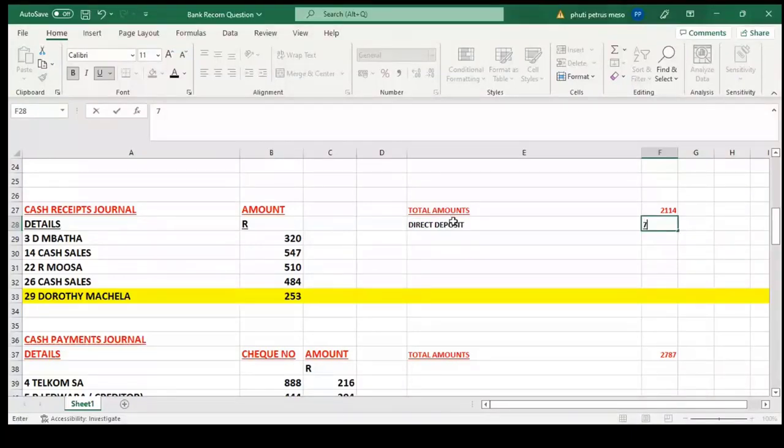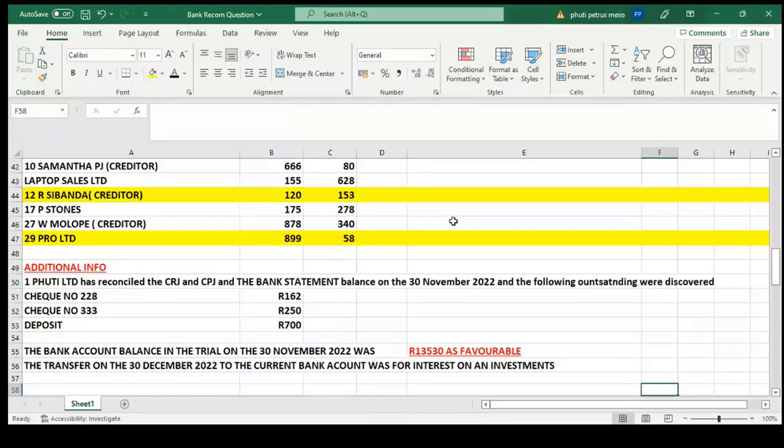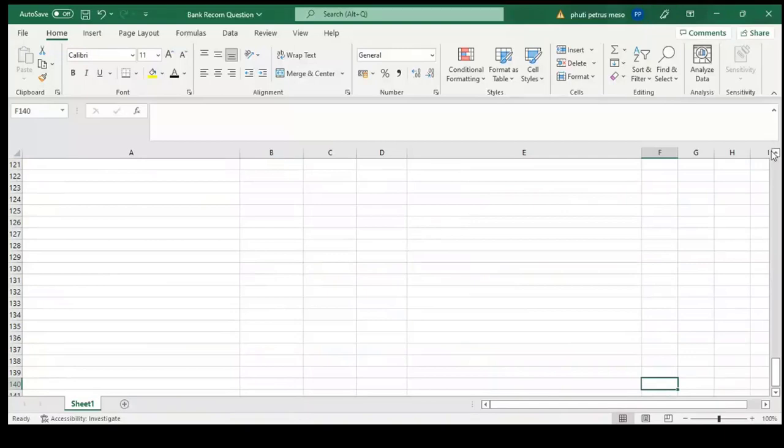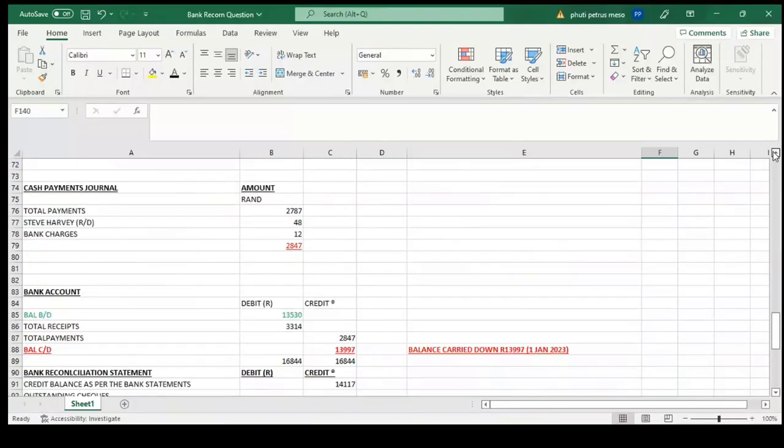Okay, and then what do we do? And then now the 250. Can I write the bank reconciliation statement in the meantime? Yes. Okay.